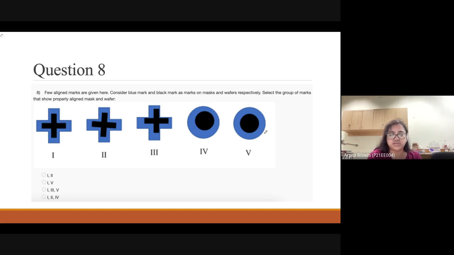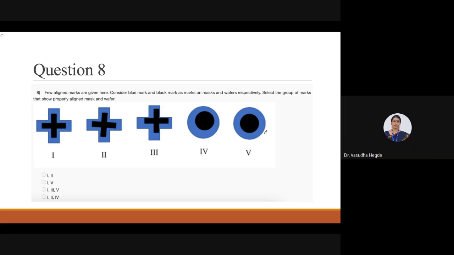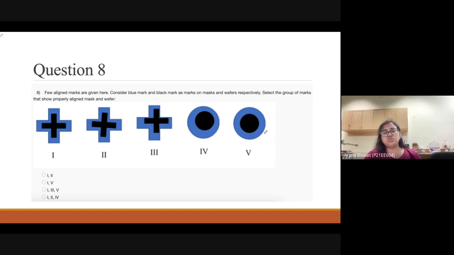So which one is the right answer? Properly aligned one. Even though the first one is the best possible aligned mask, I think the fifth also is aligned properly. So it has to be 1 and 5. Okay. So what about the 2, 3, and 4?